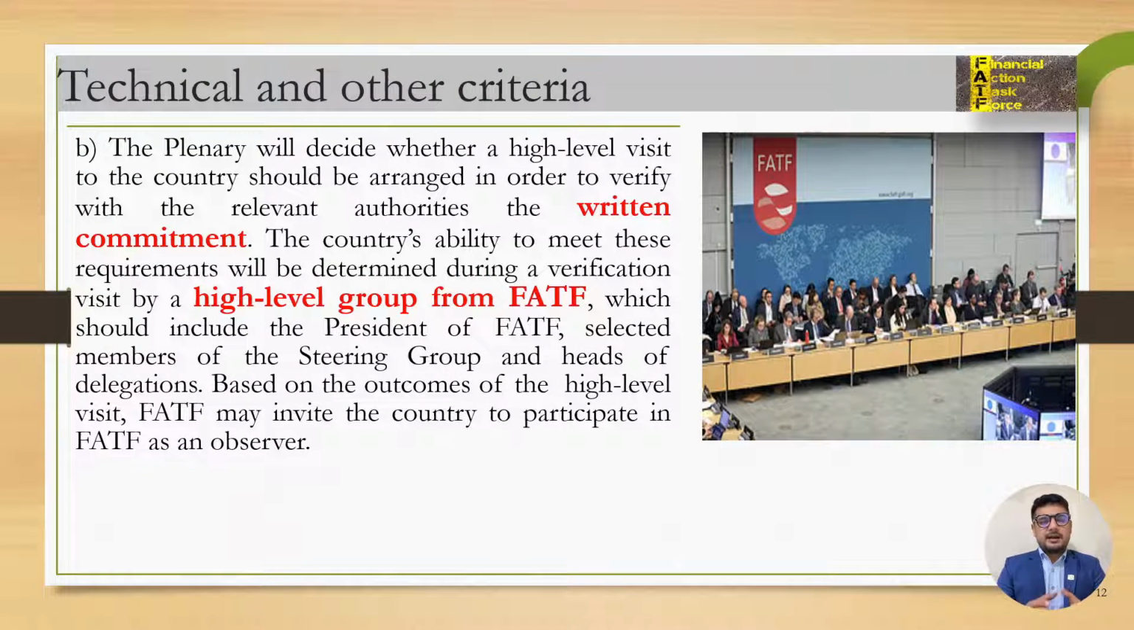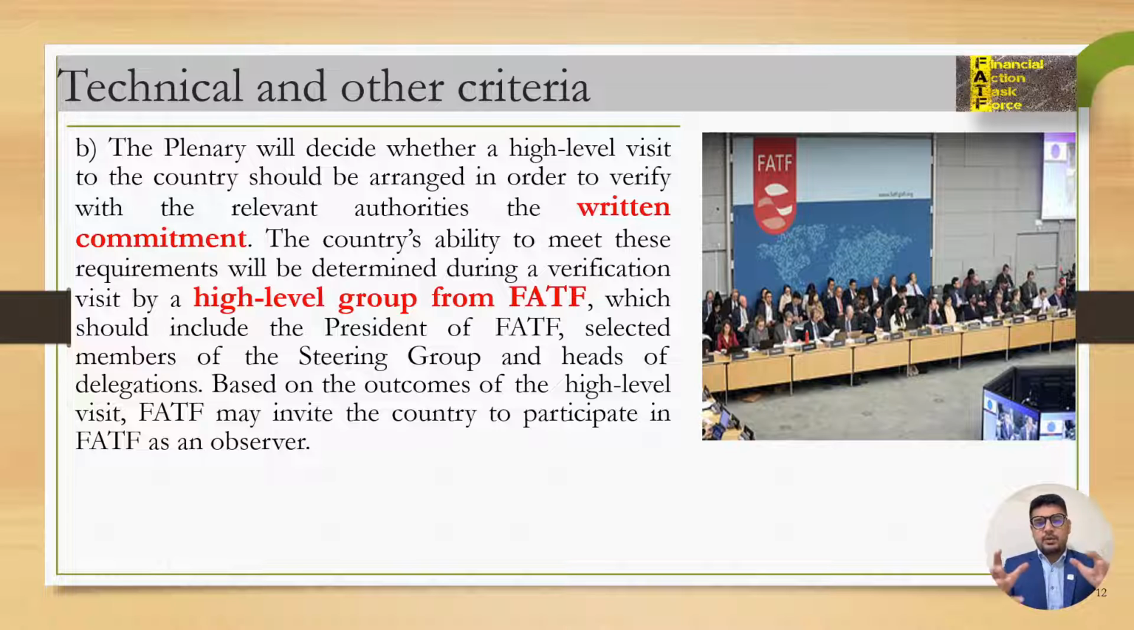Then, in the second part of the technical and other criteria, the plenary will decide whether a high-level visit to the country should be arranged in order to verify the written commitment with the relevant authorities. The country's ability to meet these requirements will be determined during a verification visit by a high-level group from FATF, which should include the president of FATF, select members of the steering group and heads of delegations. Based on the outcomes of the high-level visit, FATF may invite the country to participate in FATF as an observer.